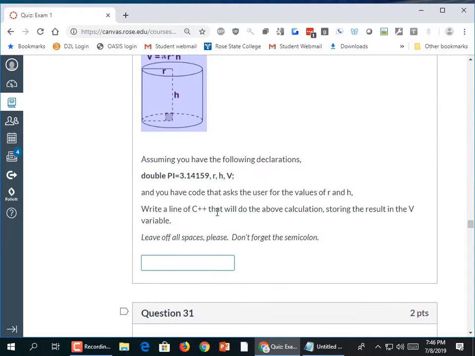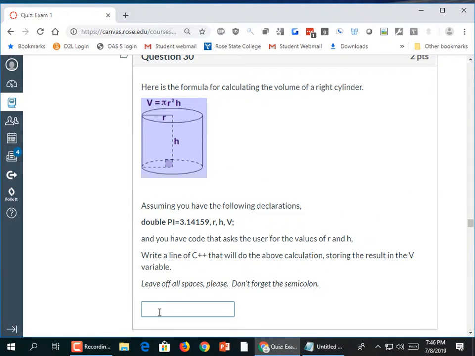Vast majority of people got this one right. You know how to create equations. V is equal to pi times, if you use pow, you could do that. pow r to the power of 2 times h. Or you could just say r times r. I don't think I specified.